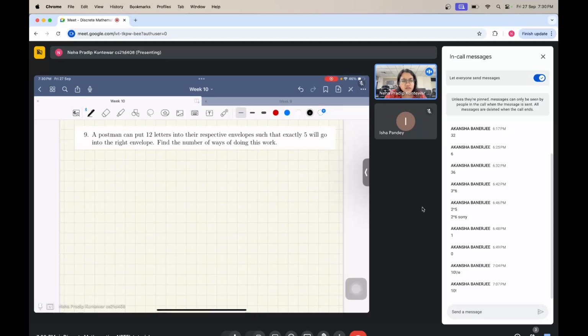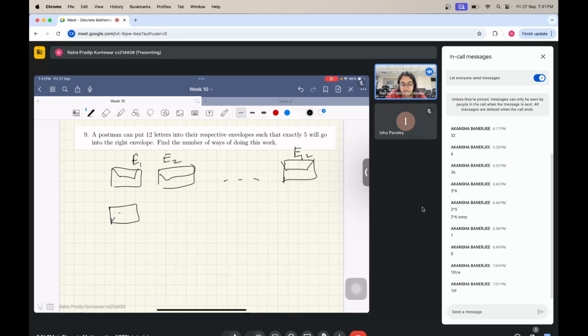So again, this is a similar derangement problem, and I just want you to identify the derangement that is in play. So the question here is as follows: there's a postman, and he can put 12 letters into respective envelopes. Okay, so I'll maybe draw this. So there are 12 envelopes here, E1, E2, and so on up to E12.